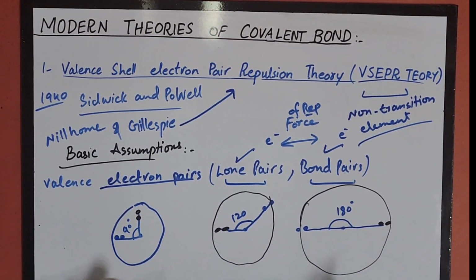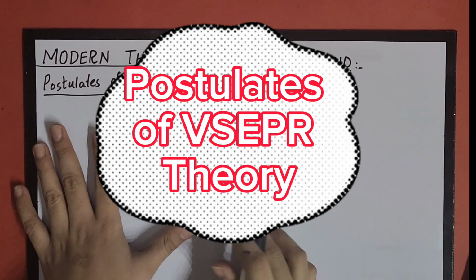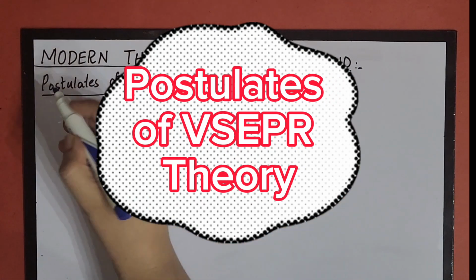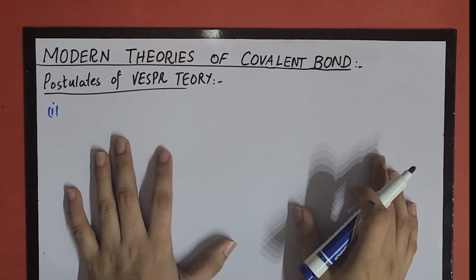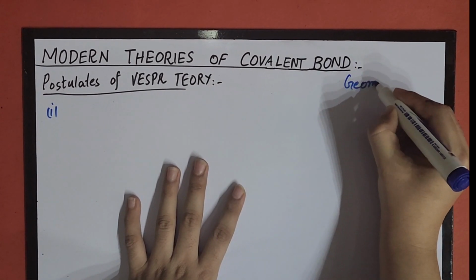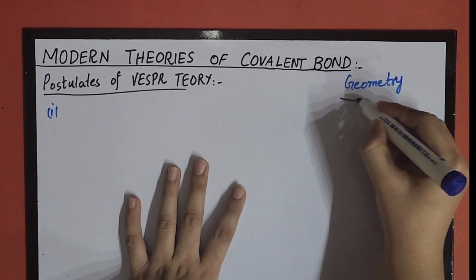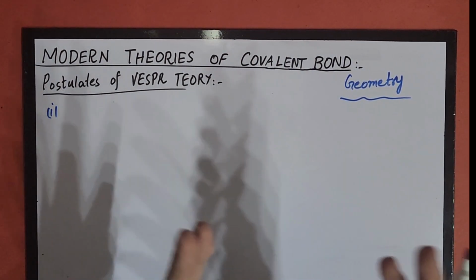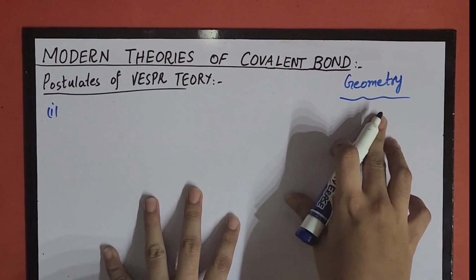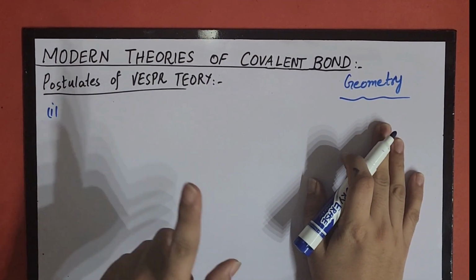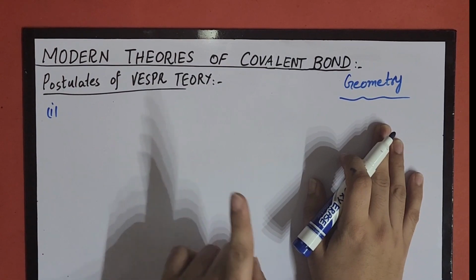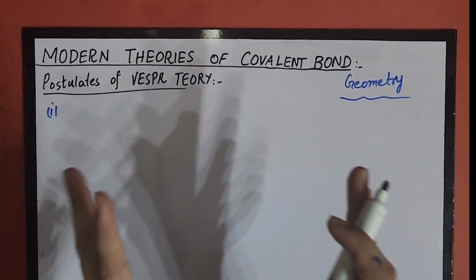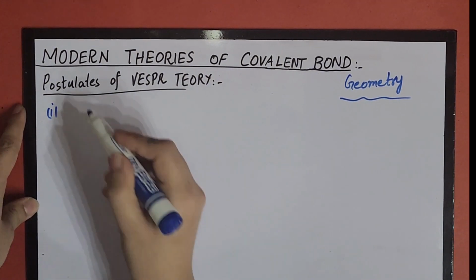Alright, so let's see the postulates of VSEPR theory. The first postulate describes geometry. What are the characteristics of an element that describe the geometry? The first thing that is very prominent in a structure is the geometry of a molecule. So what elements in a molecule play an important role in geometry? The first is the lone pair and the second is the bond pair. Both the lone pairs as well as the bond pairs participate in determining the geometry of the molecule. Let me now write it down.